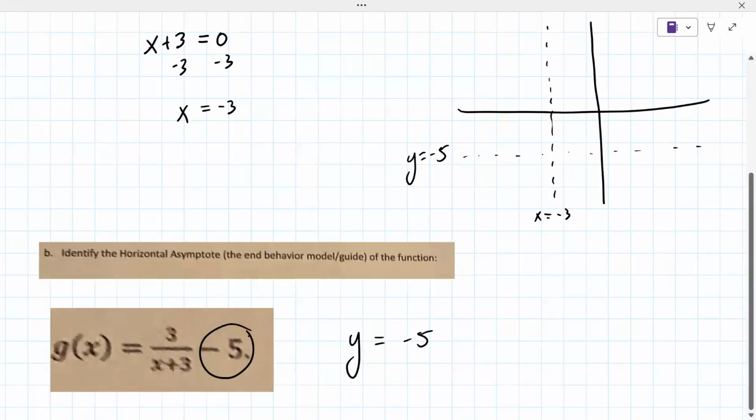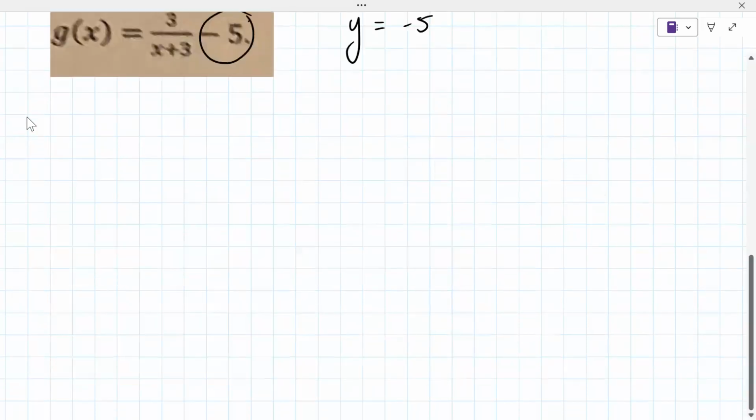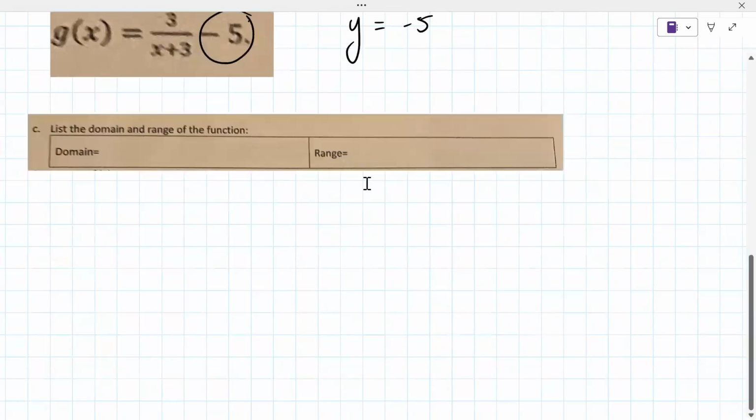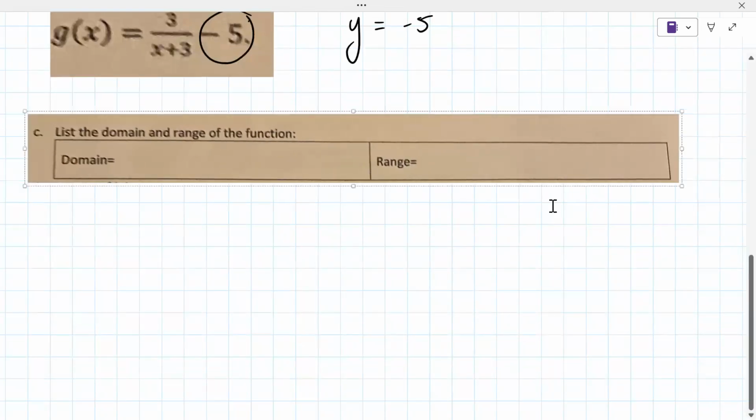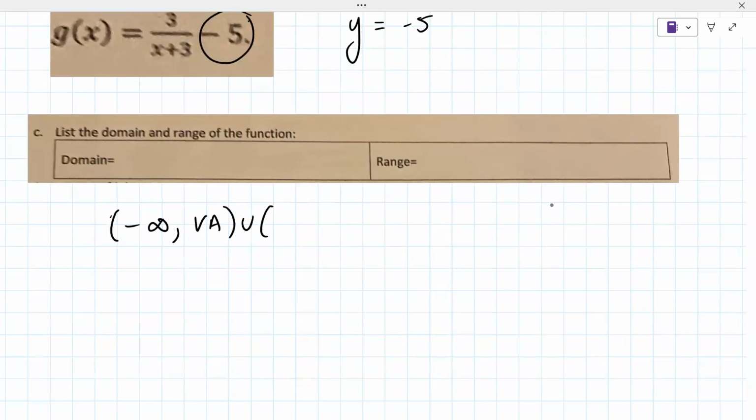So to do part C here is domain and range, and that's based on the horizontal and vertical asymptote. So the domain is -infinity to the vertical asymptote, union vertical asymptote to infinity. So if you guys could take a moment and try to work that out, based on what we did here in this problem.